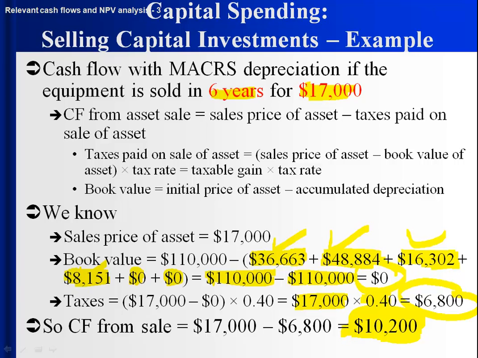And what's interesting is with MACRS, the after-tax cash flow from selling the equipment is $10,200, which is less than the 17 that we got with straight line. And the reason is because we got to use so much depreciation early on, especially in years 1 and 2, that we had higher cash flows there with MACRS. But as we understand time value of money, we'd rather have the higher cash flows earlier on because they create more value.